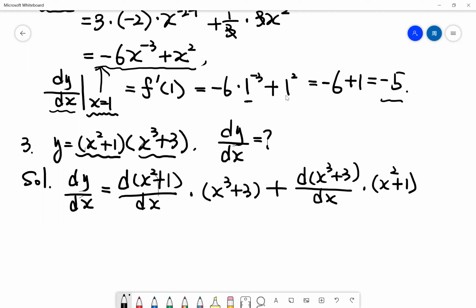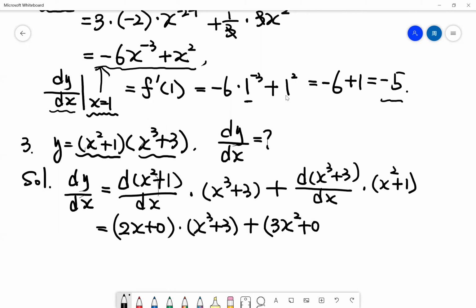Here the first, d(x power 2 plus 1) by dx, equals 2x plus 0, because the derivative of the constant 1 equals 0. So here that is 2x plus 0 times x power 3 plus 3, plus the derivative of x power 3, which equals 3x squared, and here plus 0.